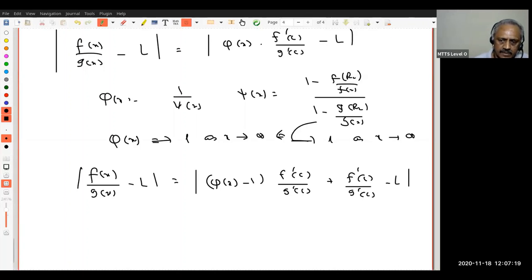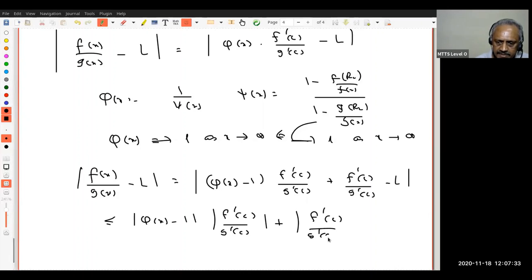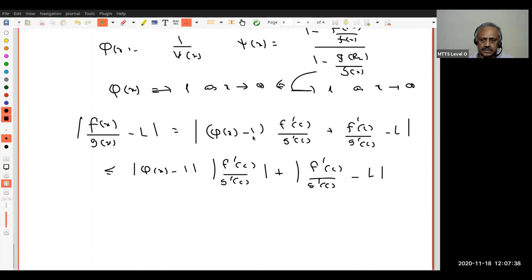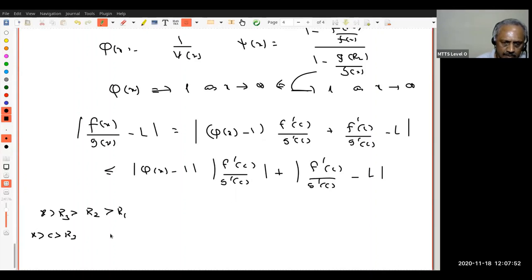Okay. Therefore, by triangle inequality, this is less than or equal to |φ(x) − 1| |f'(c)/g'(c)| + |f'(c)/g'(c) − L|. You understood? Okay. Now remember, my x is greater than R3, R3 is greater than R2, R2 is greater than R1, and my x is greater than c, c is greater than R3. In particular, c is greater than R1.